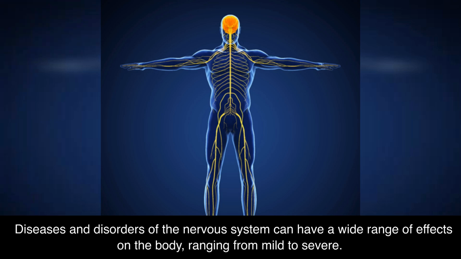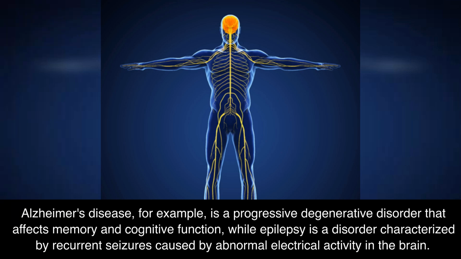Diseases and disorders of the nervous system can have a wide range of effects on the body, ranging from mild to severe. Alzheimer's disease, for example, is a progressive degenerative disorder that affects memory and cognitive function, while epilepsy is a disorder characterized by recurrent seizures caused by abnormal electrical activity in the brain.